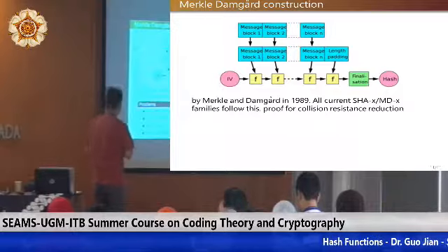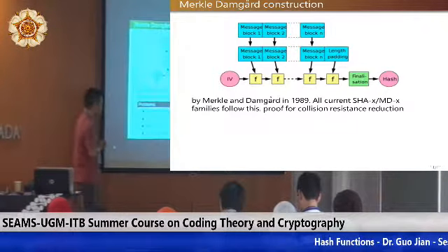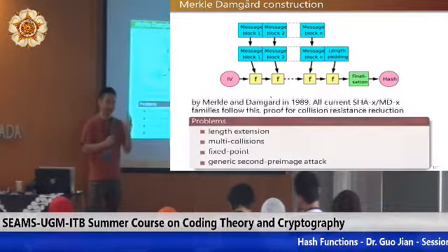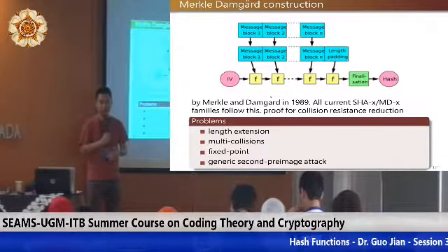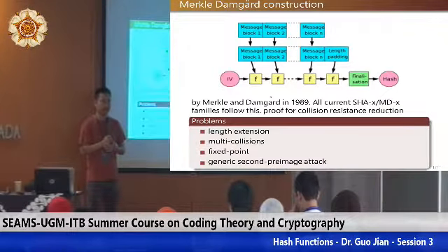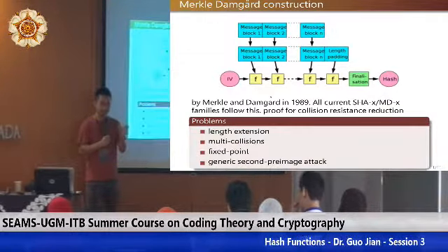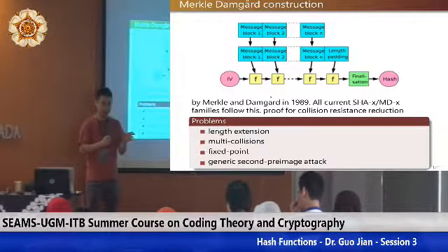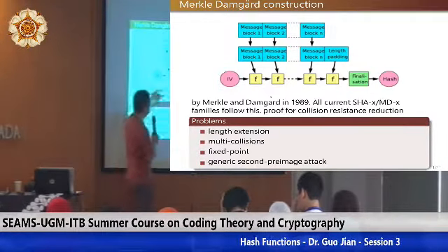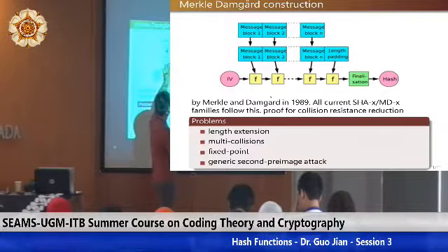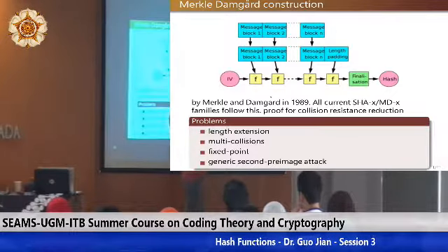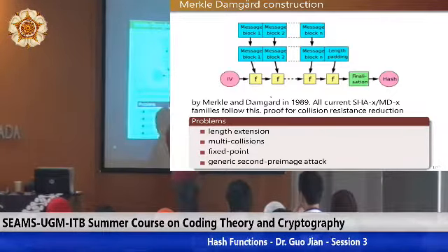But this construction suffers from many problems. The first one is length extension. Length extension means that, given a message, you are able to produce another message that follows all the previous blocks of the first message. That is, if I repeat the first message but with some more message blocks, all the previous computation will be exactly the same.